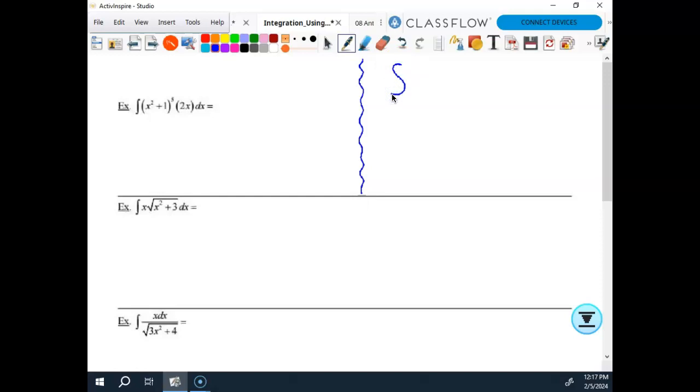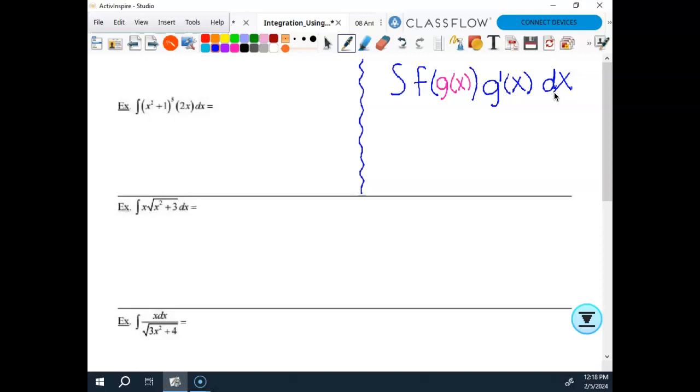G of x. Okay. F of g of x times g prime of x dx. All right, that looks like we use the product rule to take the derivative. Would you agree with that? Okay, but we don't have a product rule to take the antiderivative or the integral.